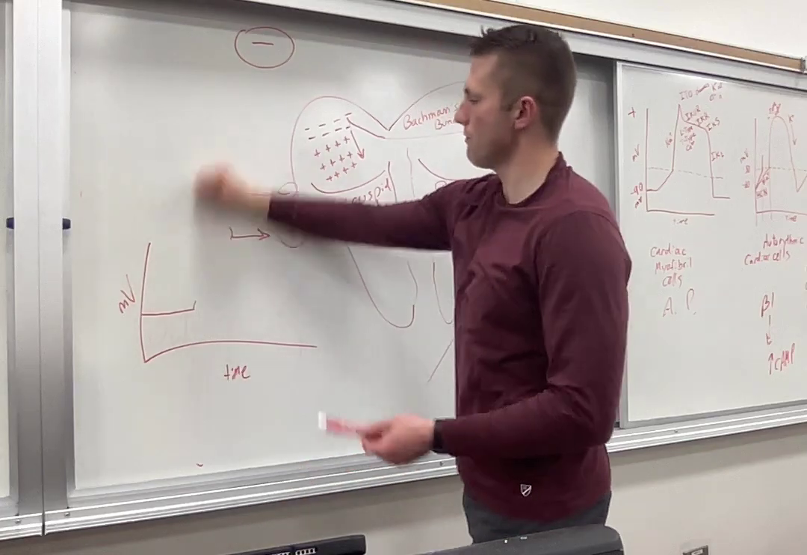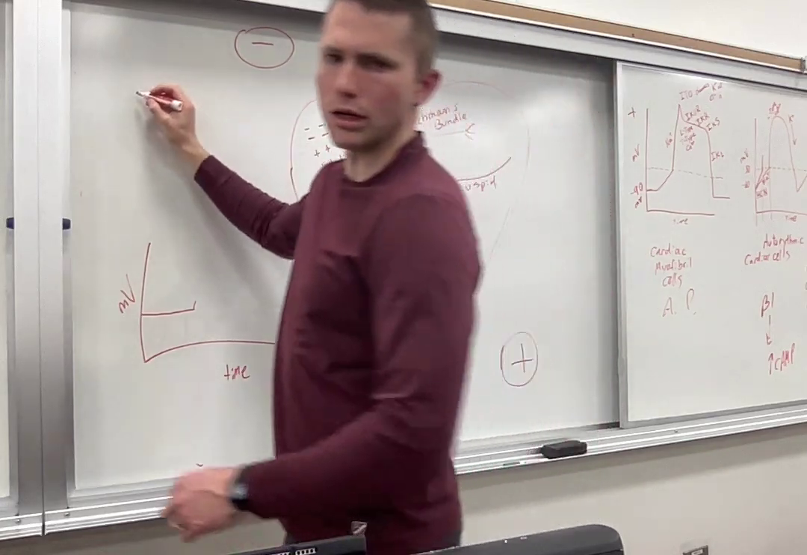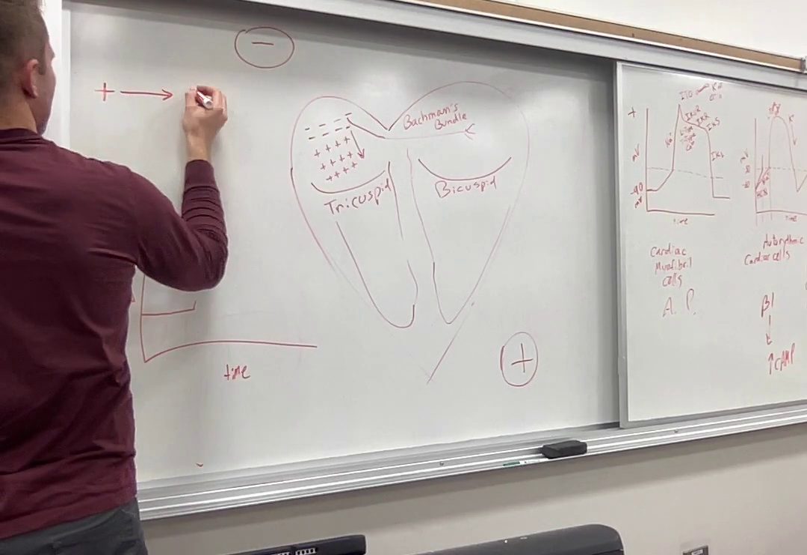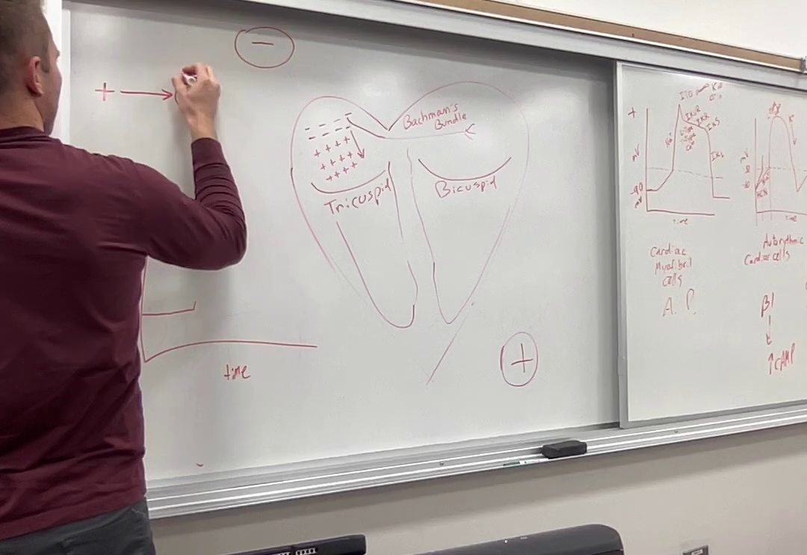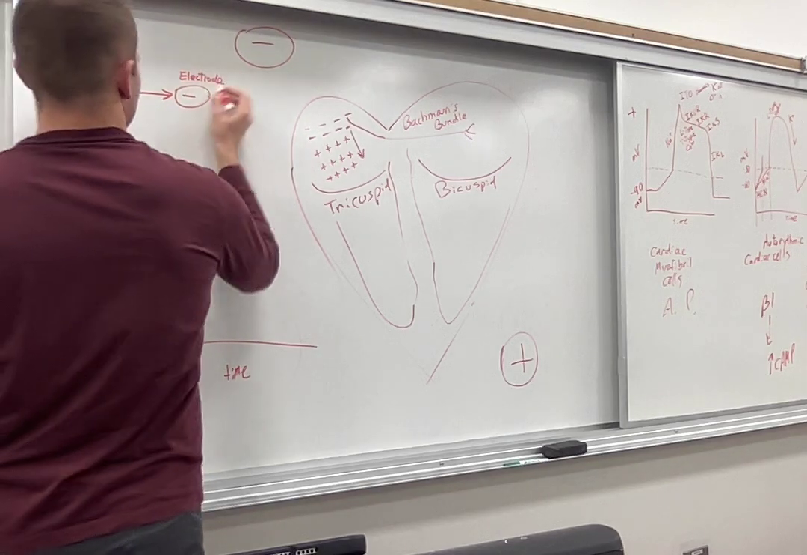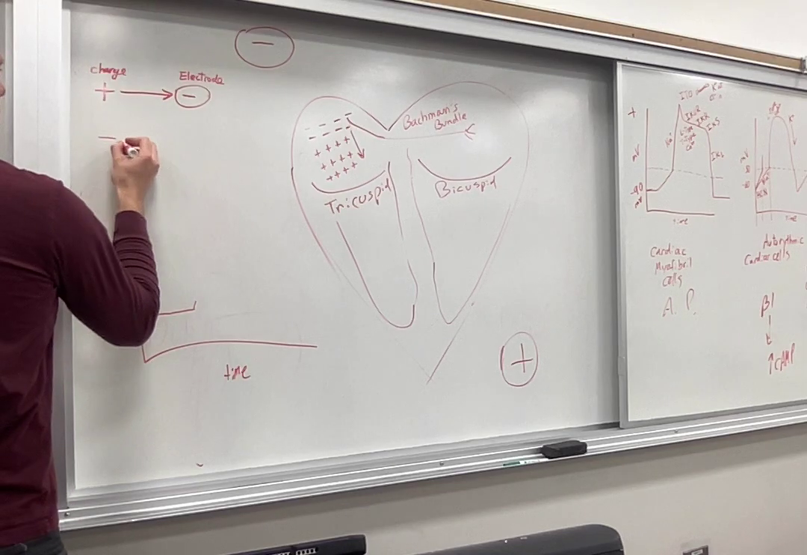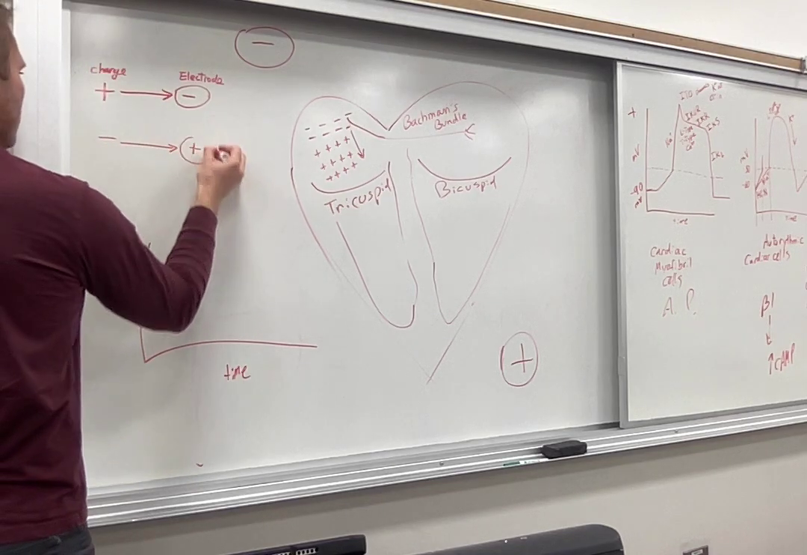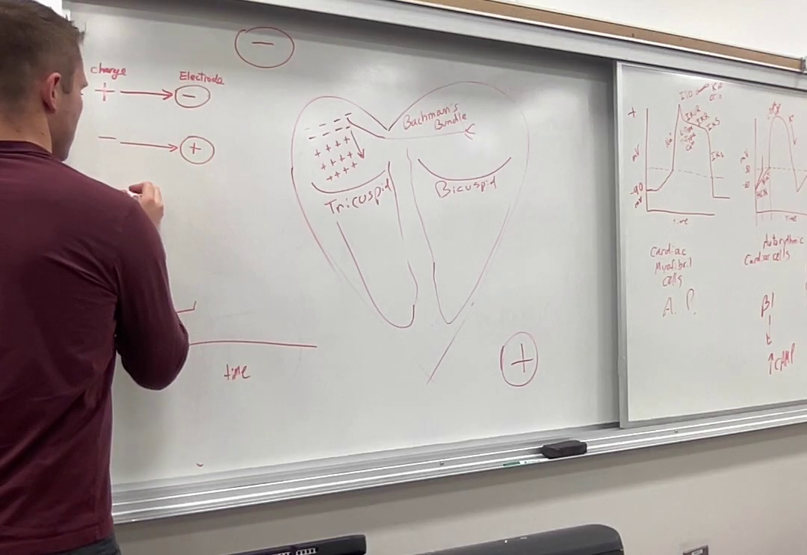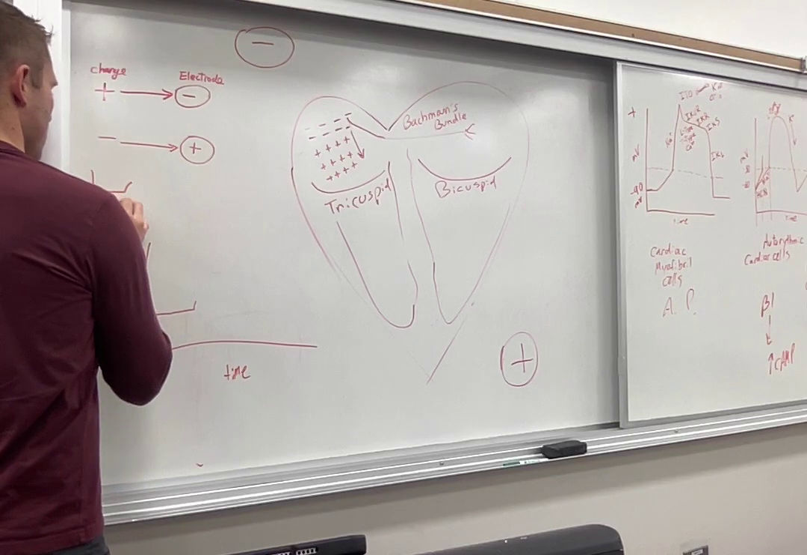So now that we've got those rules, I'm actually going to leave the rules up here in the corner. So if we've got a positive charge traveling to a negative electrode, or a negative traveling towards a positive electrode, then we see up on our graph, ECG.